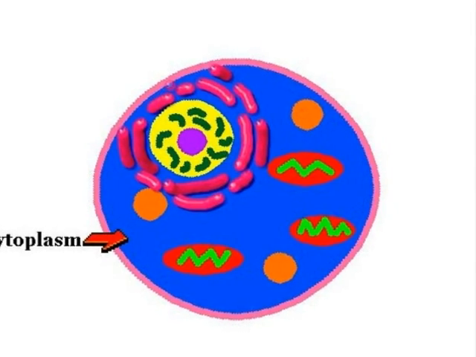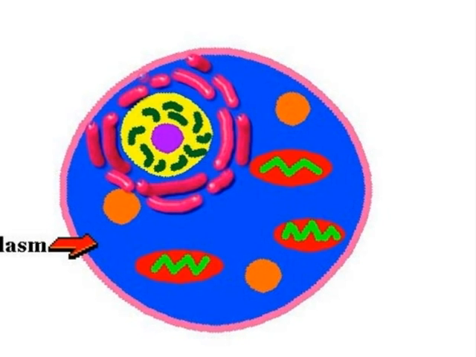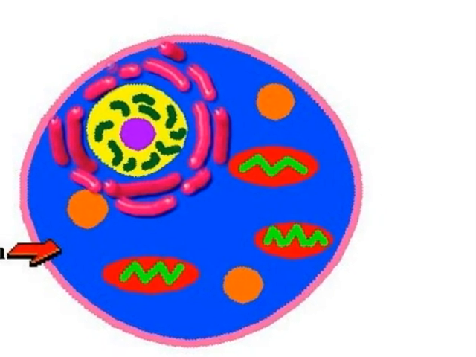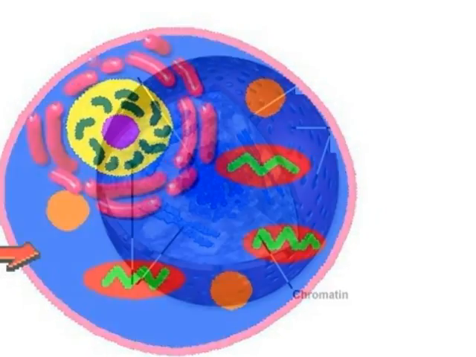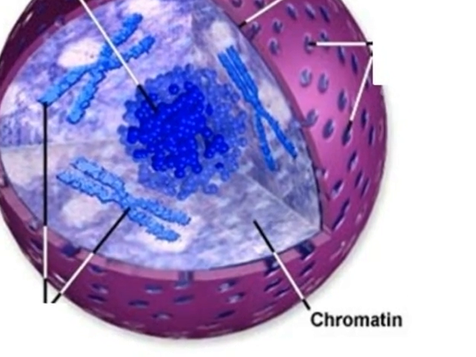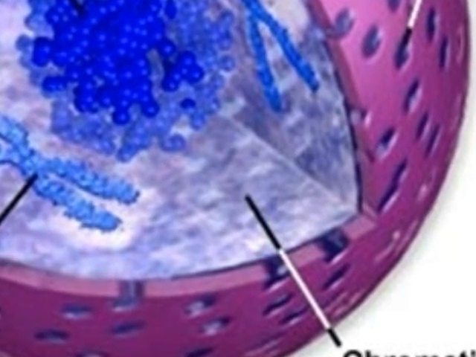The cytoplasm is located outside of the nucleus and surrounds all of the organelles. This is known as a substance that fills the cell. It can also be called cytosol. The chromatin is the organelle that organizes the DNA and protein. It also forms chromosomes.